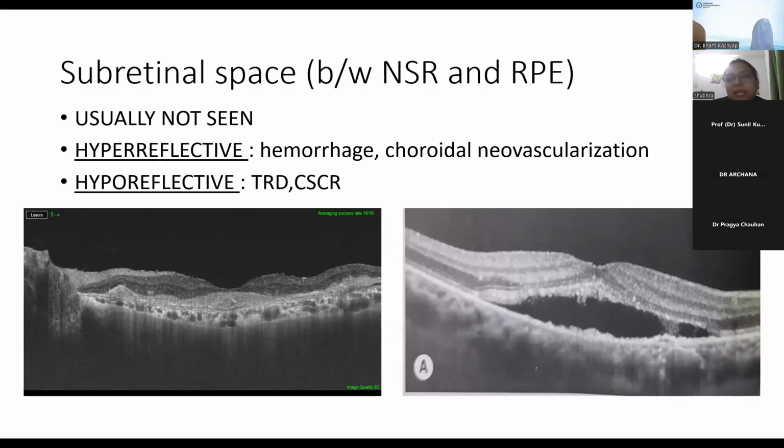Now, this space can be filled with fluid in case of a CSCR, where it will be a localized detachment, mostly subfoveal, or it can be a tractional RD, where there is a traction over the retina and the traction has pulled the retina away from the RPE, creating a space that is filled again with fluid.